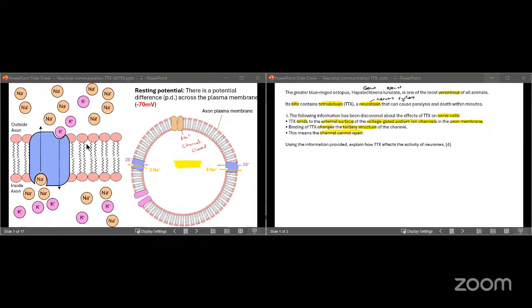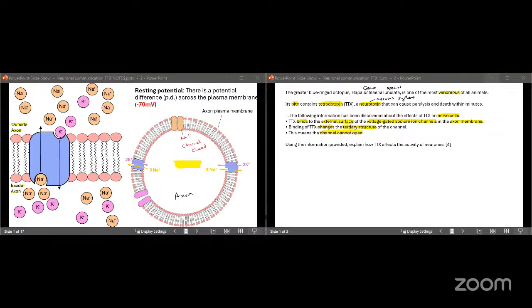So let's go back and look at our neurons and remind ourselves about the structure of a neuron. You should know that you have your axon, which is the inside, and you have the outside, which is your external environment, so extracellular fluid. You can see on my diagram that I've got the inside of the axon and the outside of the axon.